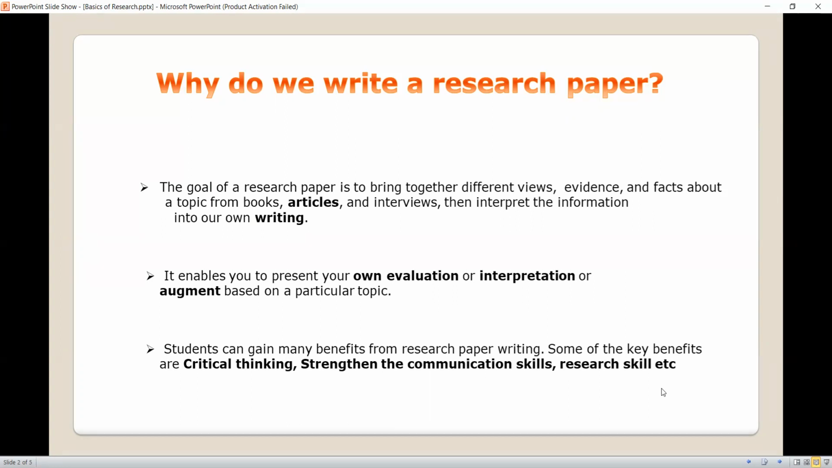And then if you are researching a particular topic, day by day, you are going to get a new idea which will help you to improve your research skills. So this is how the student can gain main benefits from writing a research paper. So that's why it's very important to write a research paper.